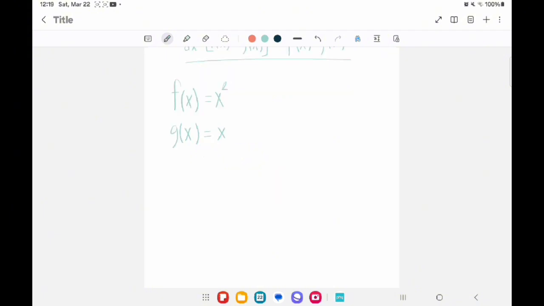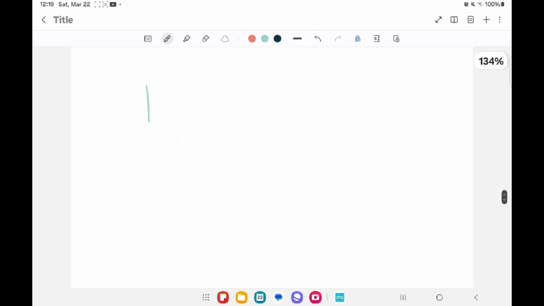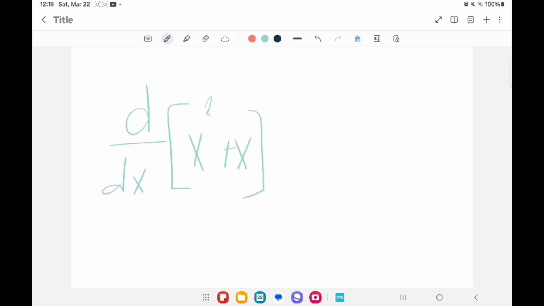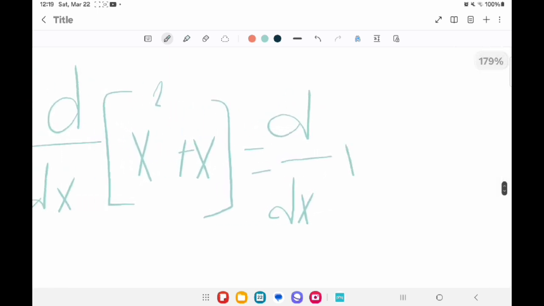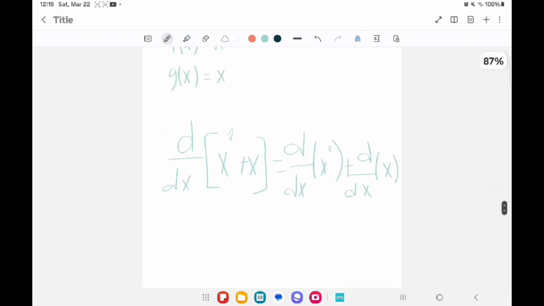Now for the second step, we need to apply the sum rule. So the sum rule is d over dx of x squared plus x equals d over dx of x squared plus d over dx of x. Now that is the sum rule.